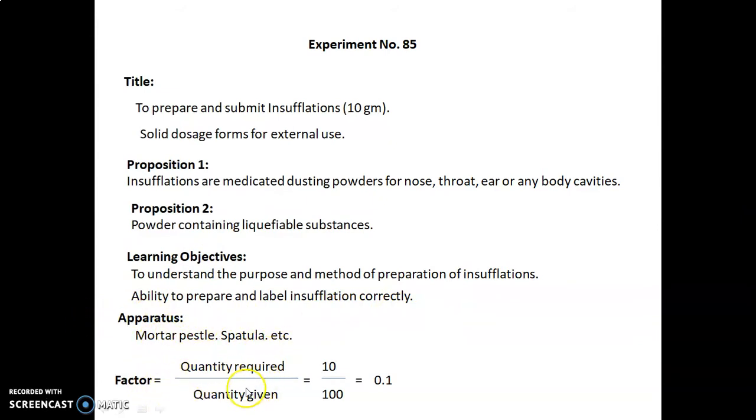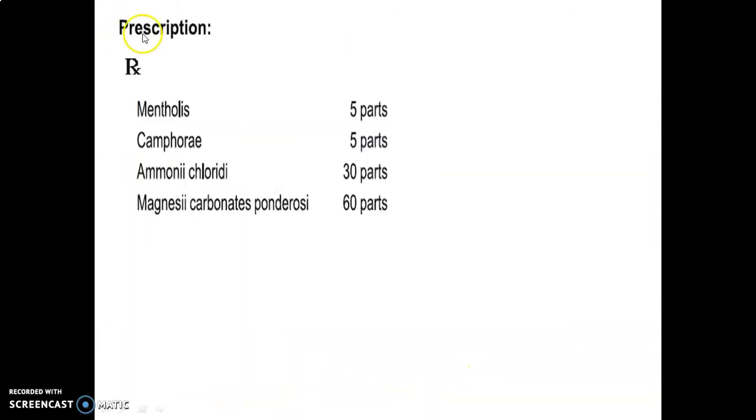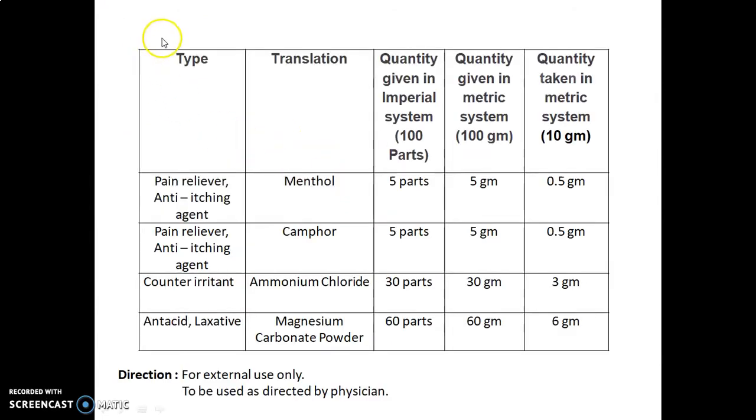Factor is calculated as quantity required upon quantity given, which is equal to 10 upon 100, that is equal to 0.1. Prescription, which is denoted by the symbol Rx. Here the prescription is given in Latin terminology. So let's discuss in detail the formulation table: type means category, use or role of the ingredient, translation means the name of the ingredient, quantity given in the imperial system for preparing 100 parts, quantity given in the metric system to prepare 100 gram, and quantity taken in the metric system to prepare 10 grams.